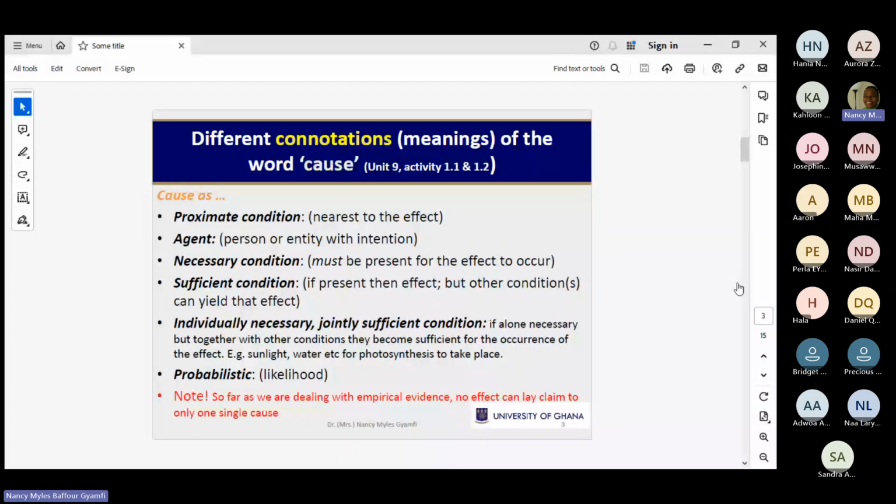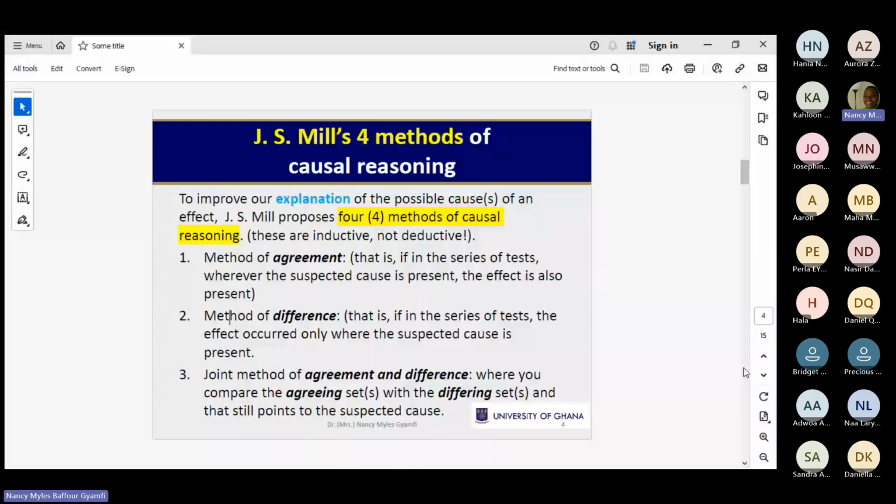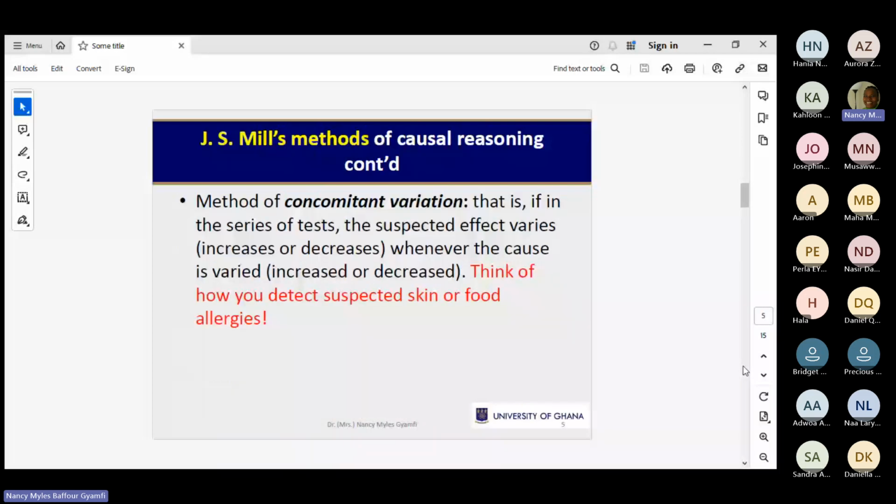Mill's 4 methods that he proposes we should use if we want to diagnose causes. Diagnose means we want to check what could possibly be the cause. The thing is a matter of possibility, never a certainty. The methods are agreement, difference, joint method of agreement and difference, and concomitant variation.